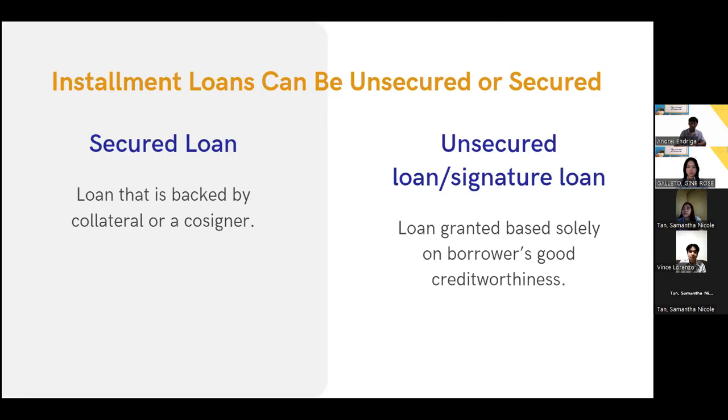So, installment loans can be secured or unsecured. So, dito sa secured loan, nagre-require sila ng collateral such as car, home, property, or any valuable asset na pwedeng makuha ng lender if ever man na magkaroon ng default yung borrower sa pagbabayad ng loan. While dito naman sa unsecured loan, hindi na kailangan ng collateral. Ang kailangan mo lang bilang isang borrower is maging credit worthy sa mata ng lender. So comparing this, mas mataas yung interest rate ng unsecured loan since mas mataas yung risk para sa lenders kasi nga ina-assess lang dito yung credit worthiness ng borrower.